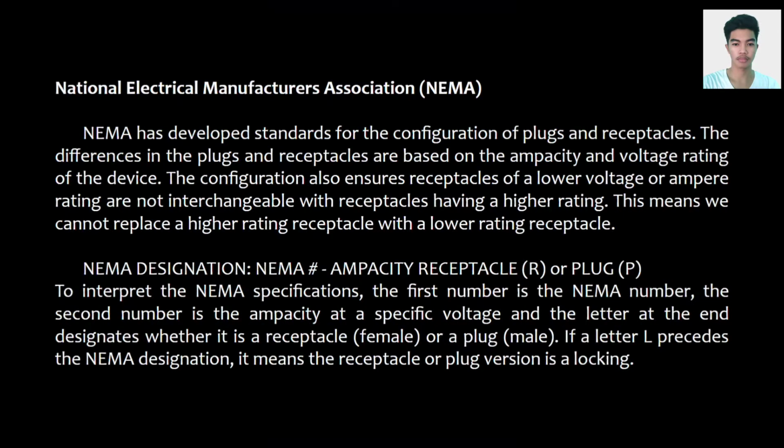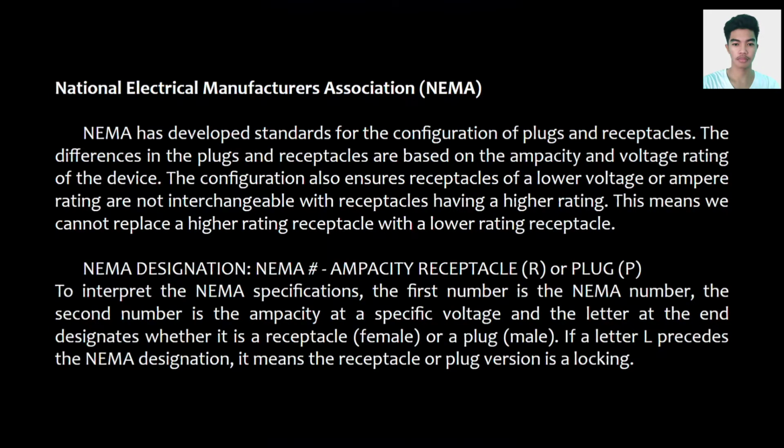So, next is National Electrical Manufacturers Association or NEMA. NEMA has developed standards for the configuration of plugs and receptacles. The differences in the plugs and receptacles are based on the ampacity and voltage rating of the device. The configuration also ensures receptacles of a lower voltage or ampere rating are not interchangeable with receptacles having a higher rating. This means we cannot replace a higher rating receptacle with a lower rating receptacle.